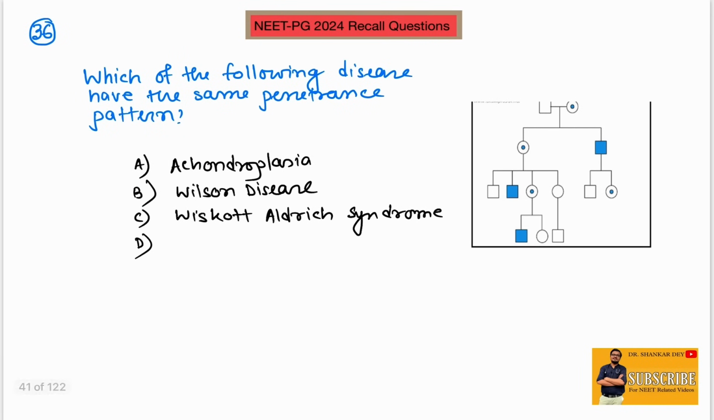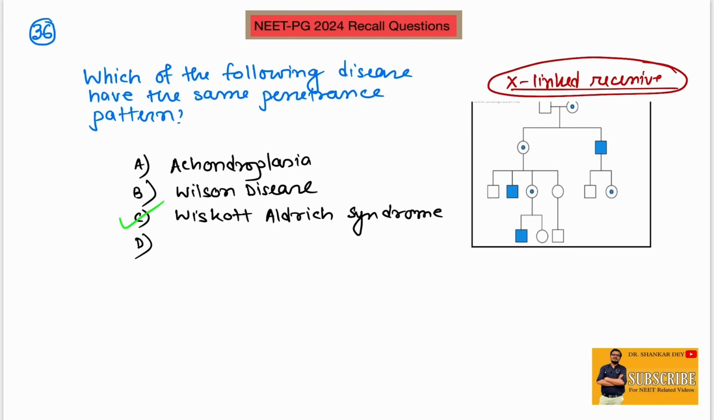Question 36. Which of the following diseases has the same penetrance pattern? The pedigree chart is showing an X-linked recessive pattern, and this pattern is shown by Wiskott-Aldrich syndrome. Wilson disease is autosomal recessive, achondroplasia is autosomal dominant. So the X-linked recessive pattern is shown by Wiskott-Aldrich syndrome.